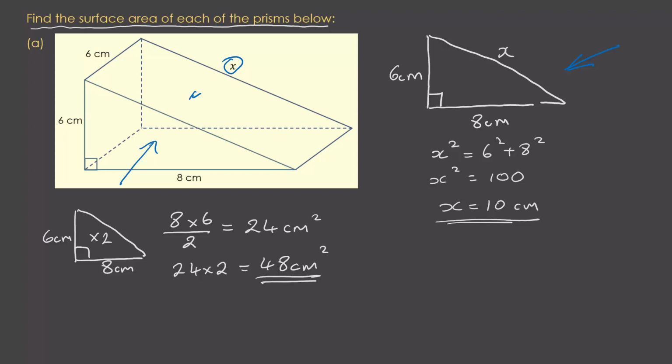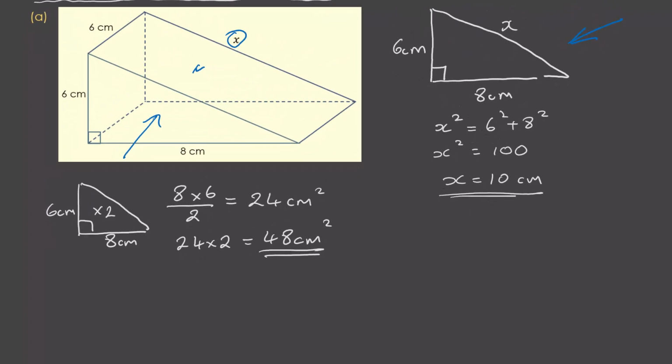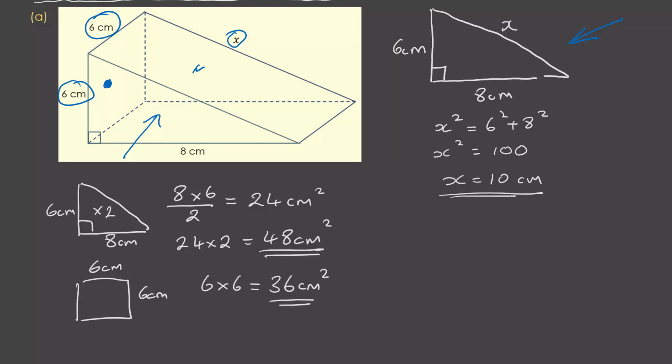Then I've got 3 different rectangles. If we look at the rectangle at the back of the shape, that one is 6 by 6. So the rectangle at the back is 6 centimeters by 6 centimeters. We only have one of those. It is 36 square centimeters.